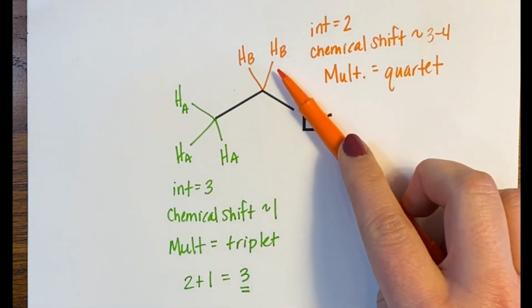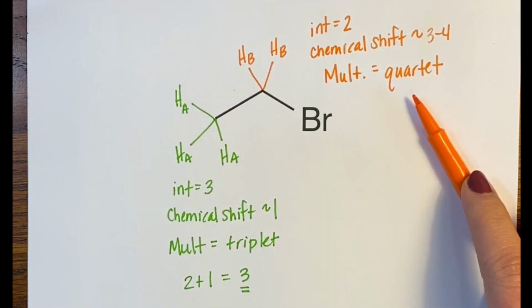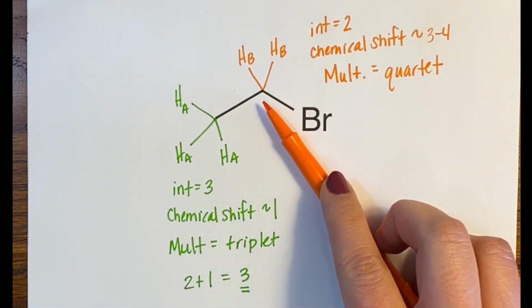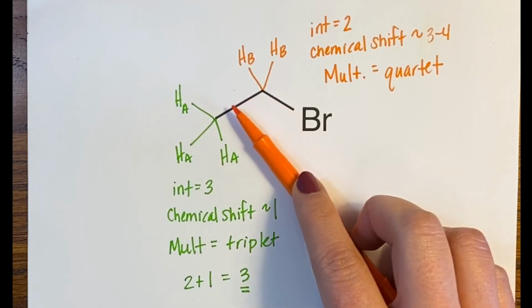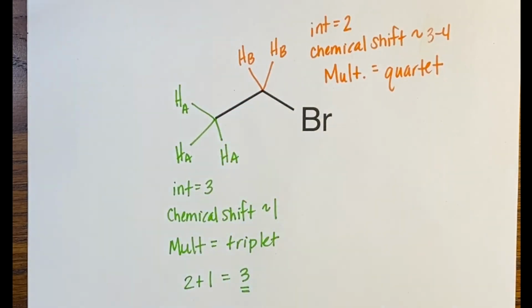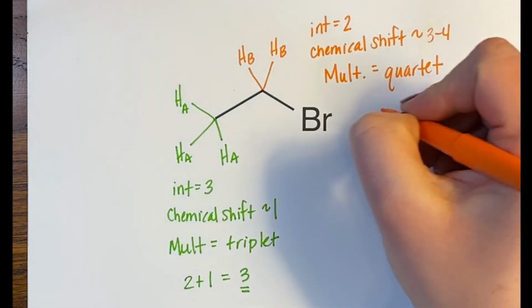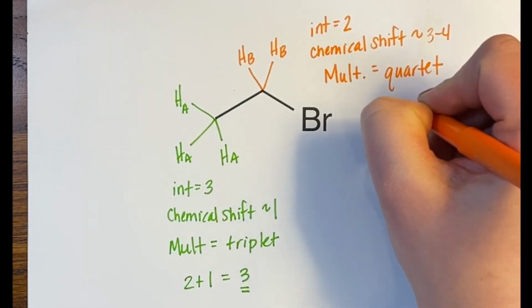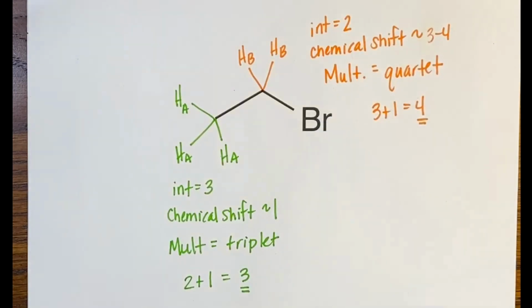For our signal for HB, we already said that we expected it to be a quartet. If we apply the n+1 rule, our protons HB on their adjacent carbon have 3 equivalent protons, so that means that the n+1 rule is going to be 3 plus 1, which is 4, which is consistent with that quartet that we expected.